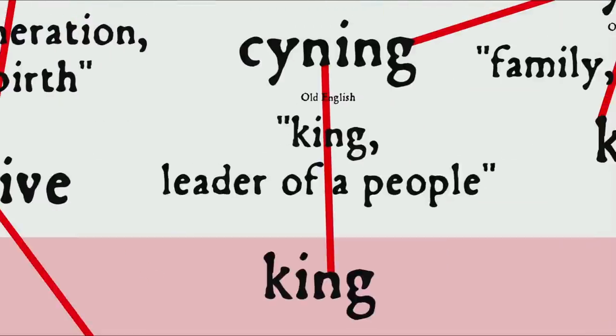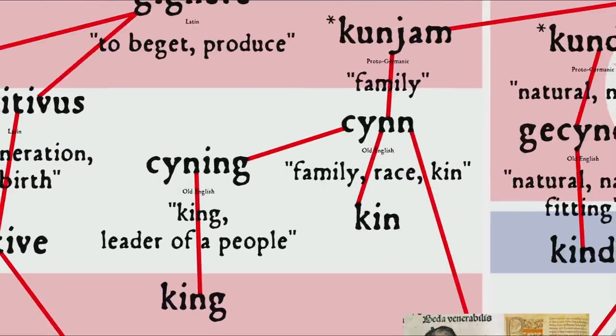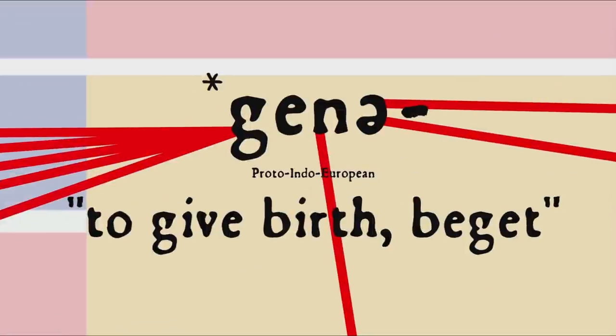Another way we typically think of countries in the pre-modern, ancient, or medieval worlds is as kingdoms, but it turns out that this too comes back to the same sense of common ancestry. The word king comes from Old English cyning, which is itself most likely formed from the word cyn, family, race, or kin in modern English. King thus meaning the leader of a people, and cyn comes from that same PIE root that lies behind nation, gena, to give birth, beget.